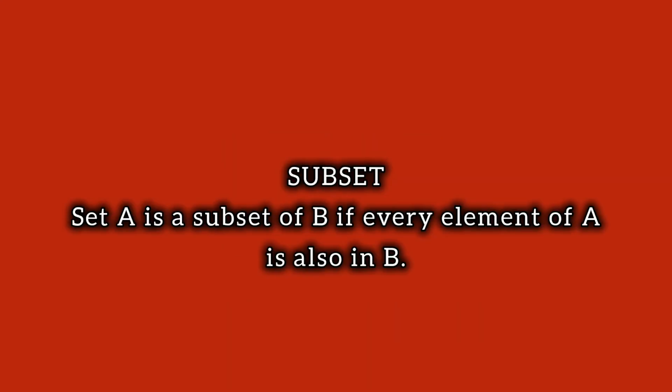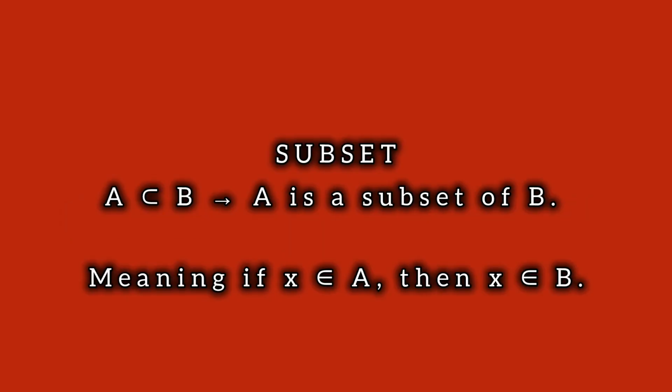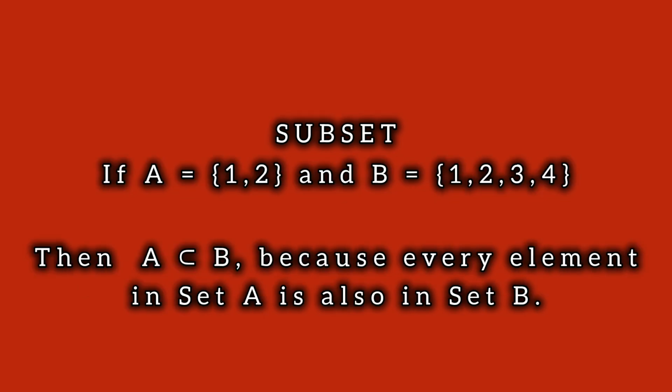Third one is subset. Set A is a subset of B if every element in A is also in B. And this is the notation for subset. And it means that if X is a member of A, then X is also a member of B. Take a look at this example. If A is a set of 1, 2, and B is a set of 1, 2, 3, 4, it implies that A is a subset of B because all the elements in A are present in the set B. So that makes A a subset of B.